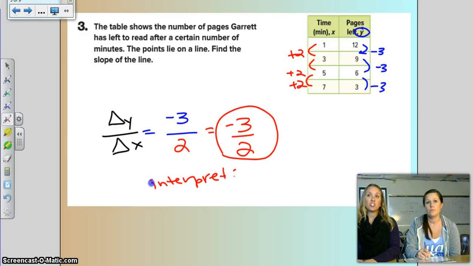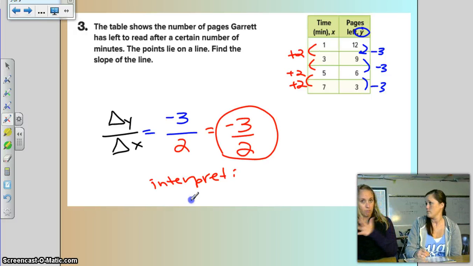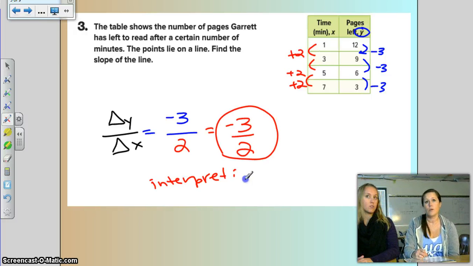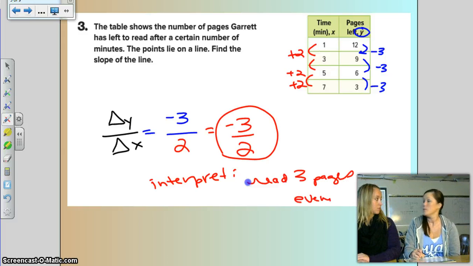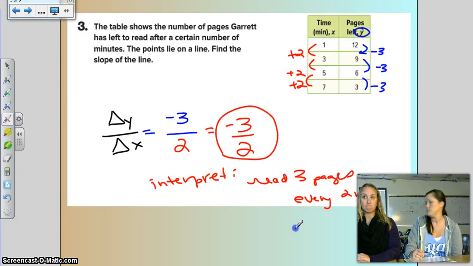So it says pages left. If I'm reading a book, that means I'm flipping that many pages. Okay, so I read 3 pages every 2 minutes, or 1.5 every 1 minute. Either way, we're not going there. Yeah, this is fine.